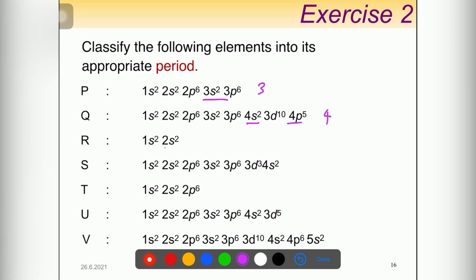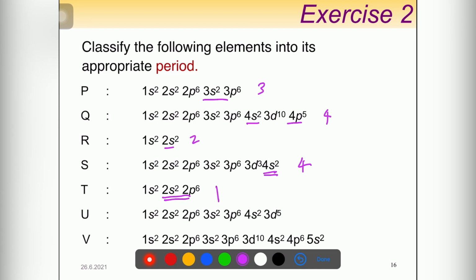R, highest n is 2, so it is located at period 2. S, highest n is 4. Okay, it is located at period 4. This one, you see that the d orbital is not full. It is partially full. So S is in D block. And T, highest n is 2.